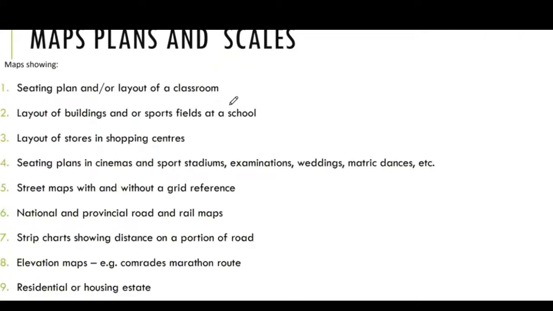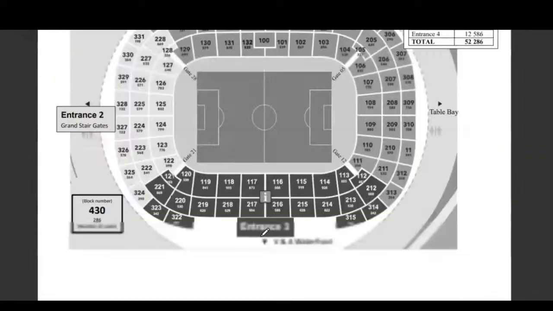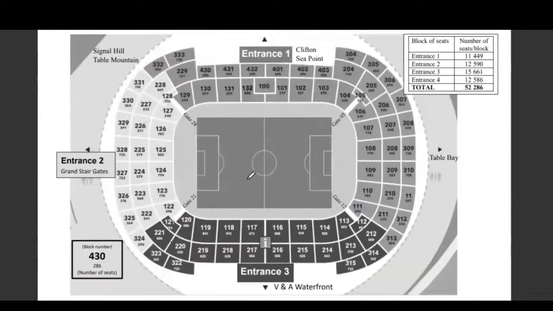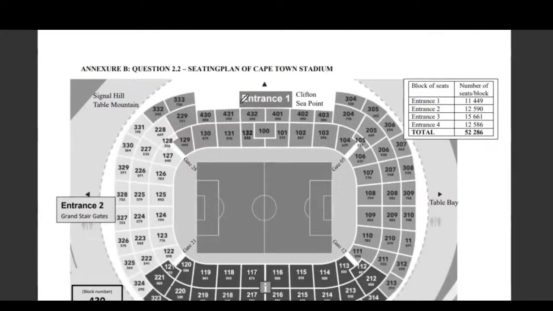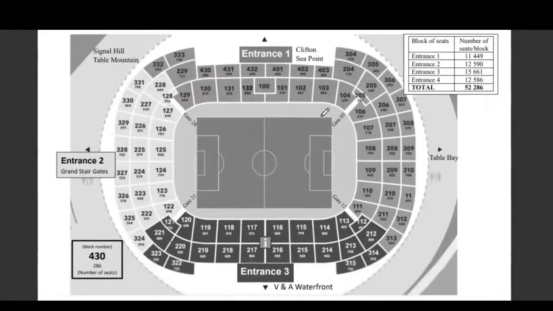Now, maps, plans, and scales. What we expect to see in this format is a seating plan, a layout of a building, which is a floor plan, the layout of stores. This can also be a floor plan, the layout of buildings and a sports field. And a seating plan in a cinema. I talked about the stadiums, examinations. We can check on this and you see the seating like this. This is a seating plan for a stadium. Which number is someone going to sit? Which place will the person be positioned? All right, that is it.